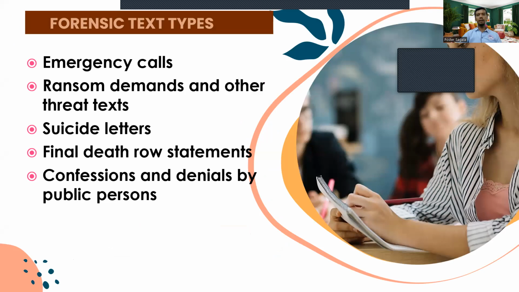Forensic text types that are discussed in forensic linguistics are related to emergency calls, ransom demands, and other threat texts, suicide letters, final death row statements, confessions, and denials by public persons. So here belongs to forensic text types.